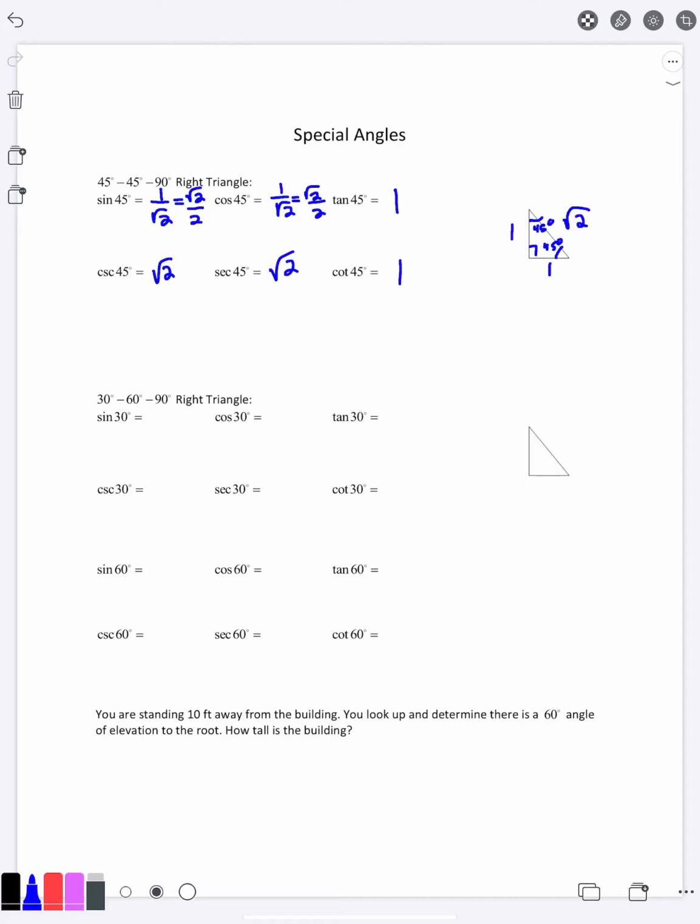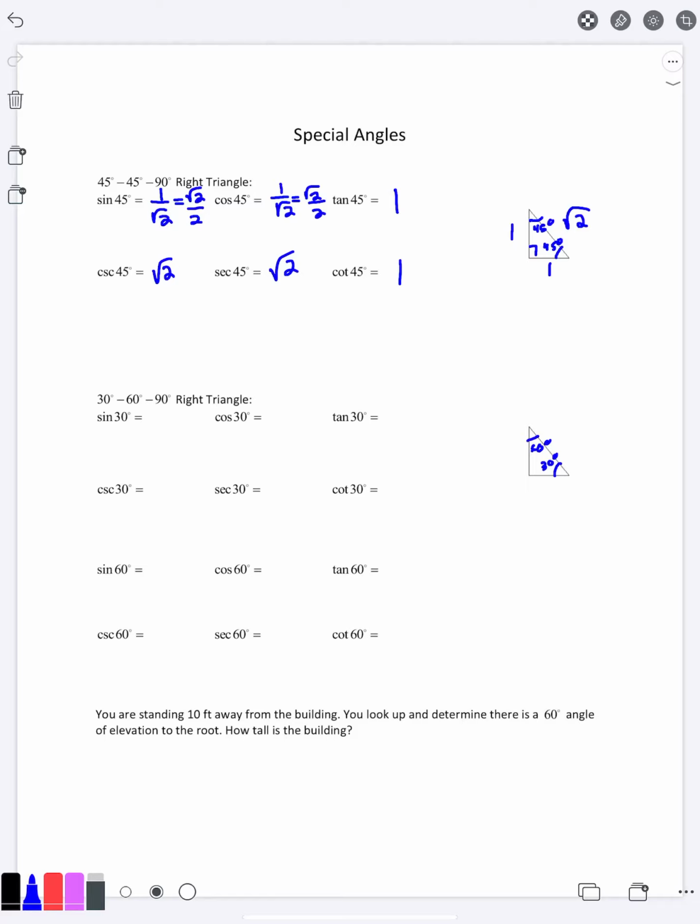Now for the 30, 60, 90 right triangle, it's going to be a little bit more work because the two smaller angles are different. One is 30, one is 60. So we have to go through for both sides here, 30 and 60. And I'll just go ahead and call them that way. Obviously my triangle is not drawn to scale here, but that's okay.